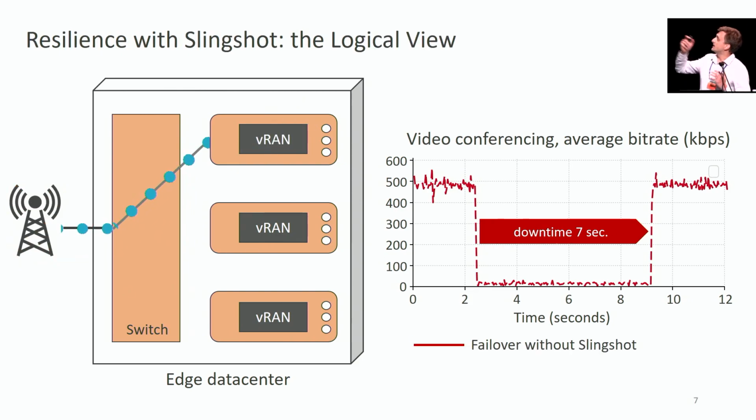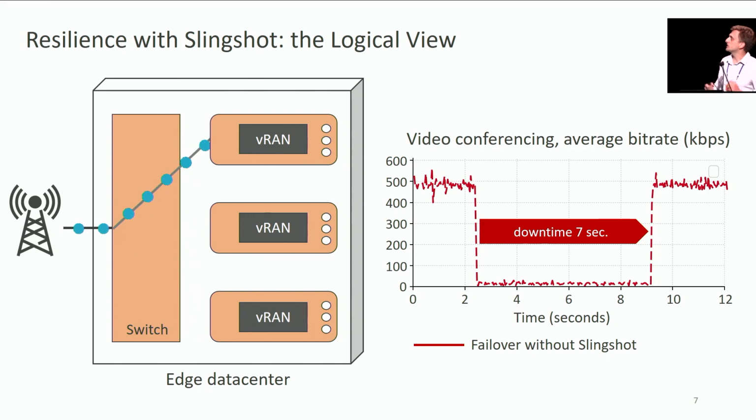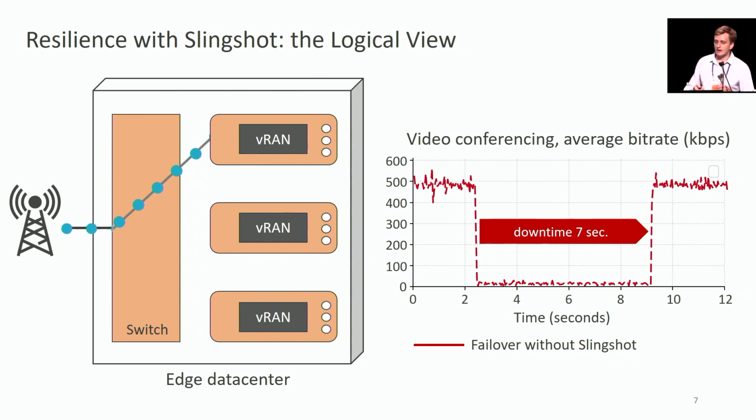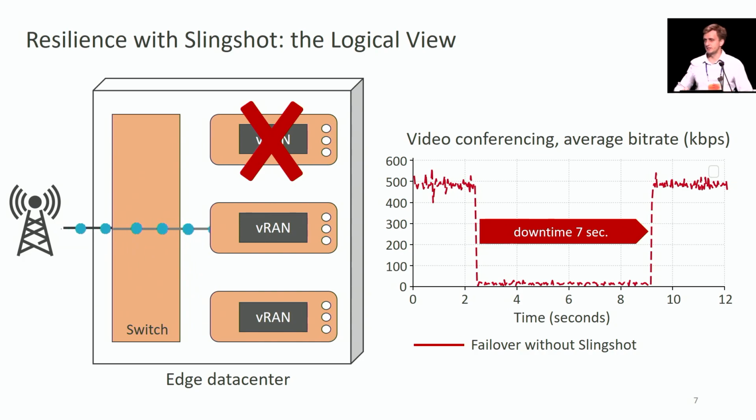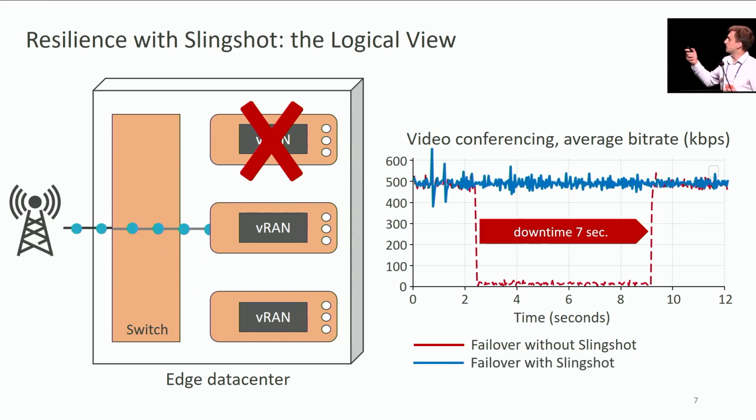This animation shows a simplified logical view of how resilient vRAN works when deployed with Slingshot. In short, Slingshot allows vRAN processing to migrate between servers during resilience events. For example, with Slingshot, our video conferencing never goes down, and its bitrate remains stable through instantaneous failover. Now let's see how Slingshot works.